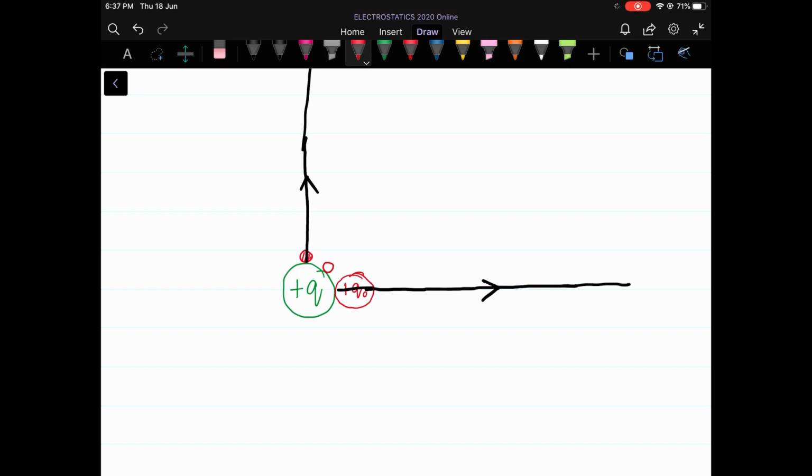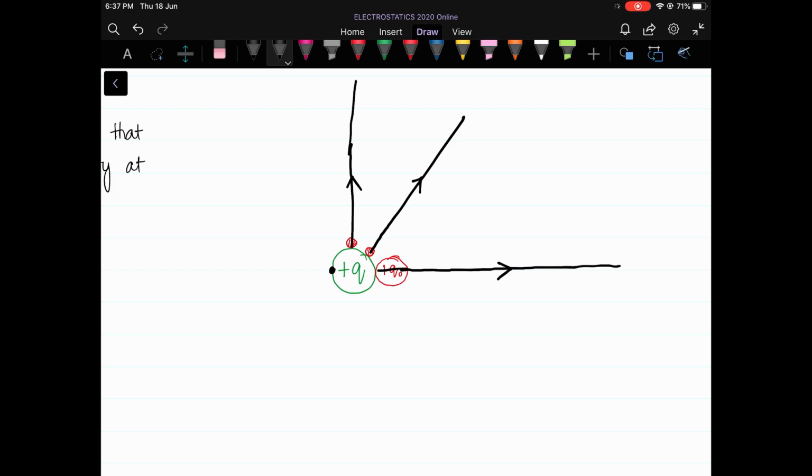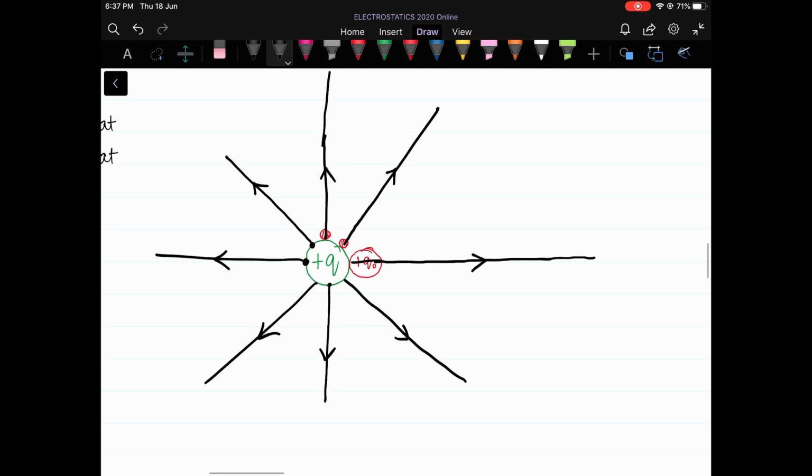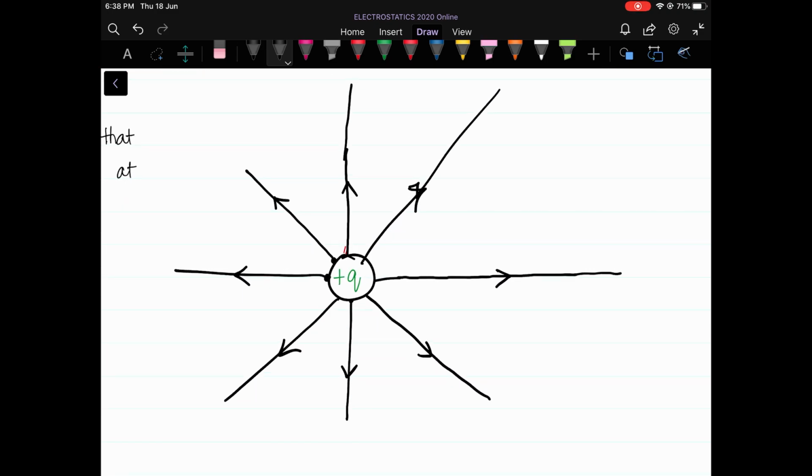Obviously, if I keep the test charge here, that test charge again will be repelled by the positive source charge and it's going to move away from the center of the source charge. When I keep the test charge here, again I can say it's going to move away in this direction. If I keep the positive test charge here, it's going to move away in this direction, and so on. So you can see we have drawn not only one but many such lines, and all these lines represent the path followed by the positive test charge when we keep it near our source charge.